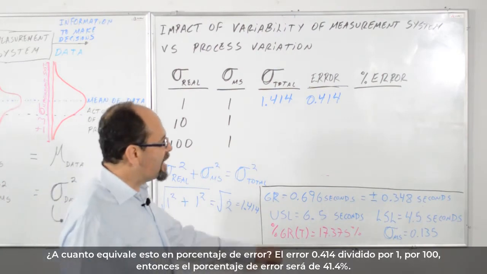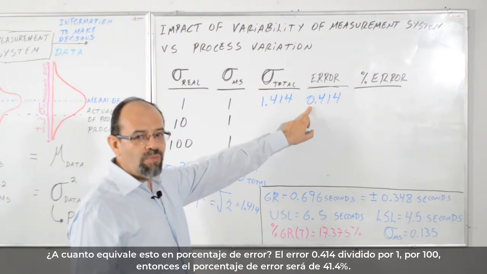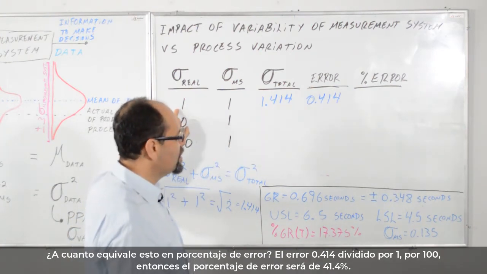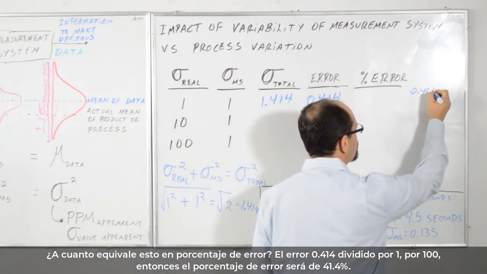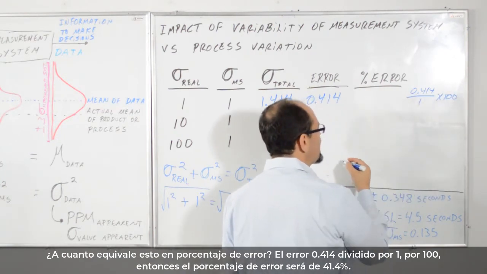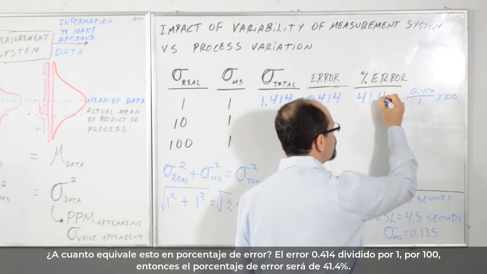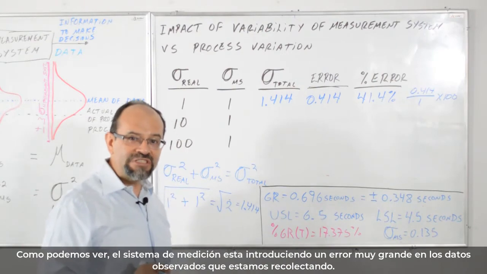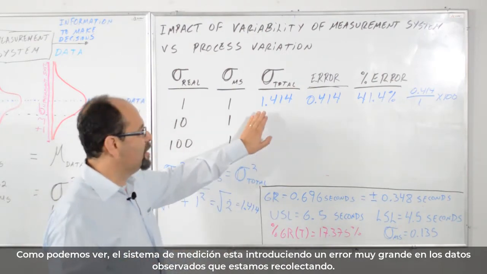Seconds, how much is that in terms of percentage of error? The error is 0.414 divided by 1 times 100. Then the percentage of error will be equal to 41.4% of error. As you can see, the measurement system is introducing a very big error on the observed data that we are collecting.